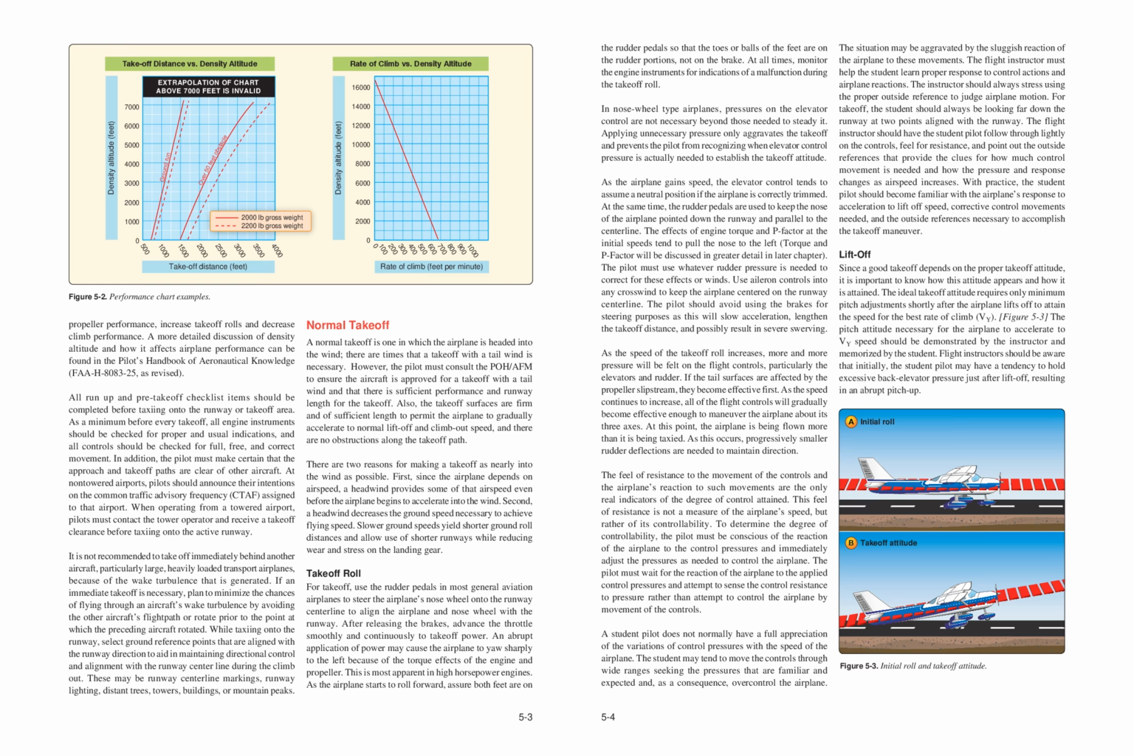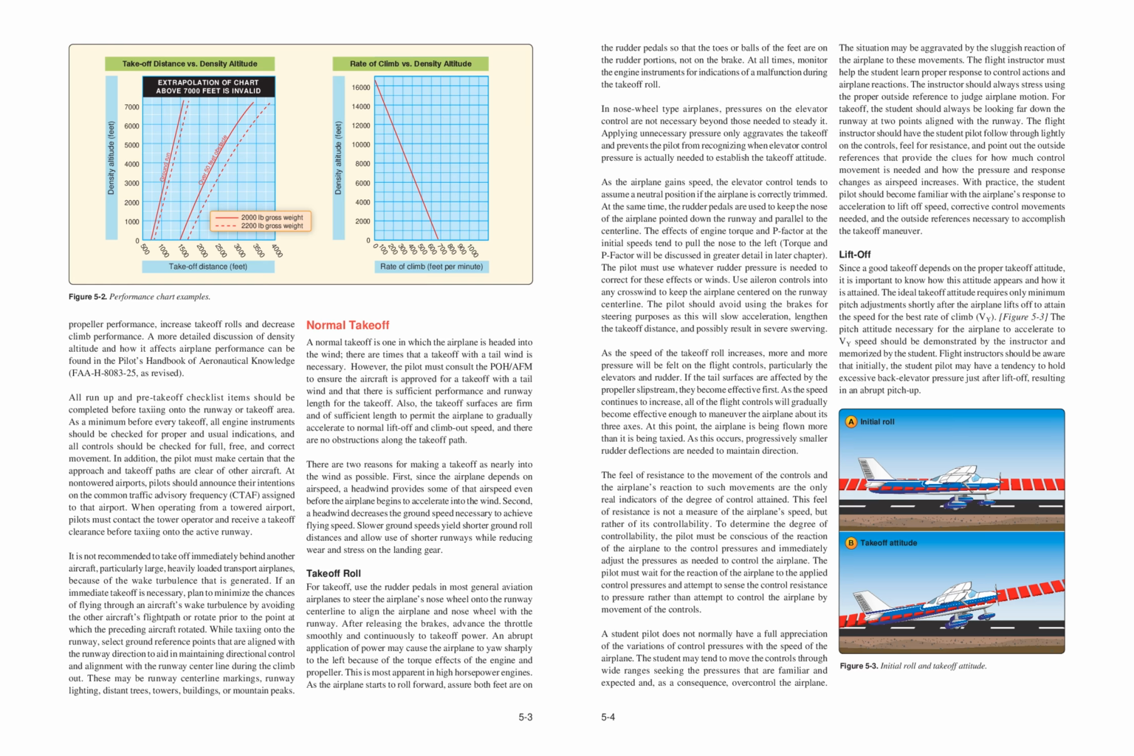If an immediate takeoff is necessary, plan to minimize the chances of flying through an aircraft's wake turbulence by avoiding the other aircraft's flight path or rotate prior to the point at which the preceding aircraft rotated. While taxiing onto the runway, select ground reference points that are aligned with the runway direction to aid in maintaining directional control and alignment with the runway center line during the climb out. These may be runway center line markings, runway lighting, distant trees, towers, buildings, or mountain peaks.